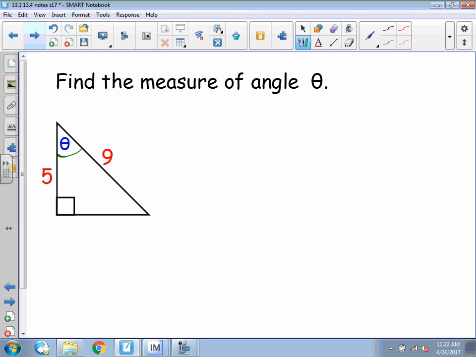Which 2 sides did they give me? Adjacent and hypotenuse. This is adjacent and this is hypotenuse. Which function is that? Okay, so we say cosine theta equals adjacent over hypotenuse. We don't know what theta is. That's what we're trying to find. Cosine of theta equals adjacent, which is 5, over hypotenuse, which is 9.